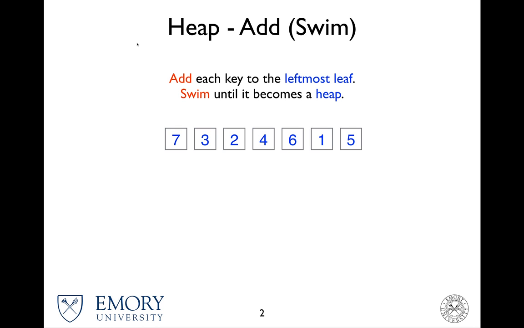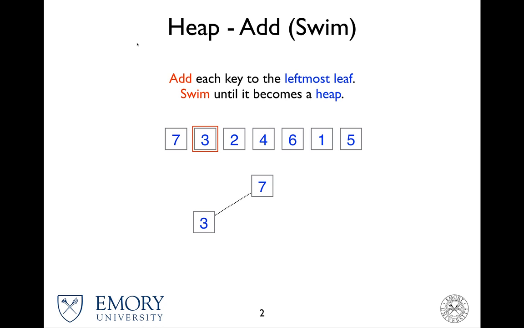So the base rule is to add each key to the leftmost leaf and try to swim this key until it becomes a heap. What does that mean? The first key is 7, which gets added to the root, and 3 goes to the leftmost leaf, here.